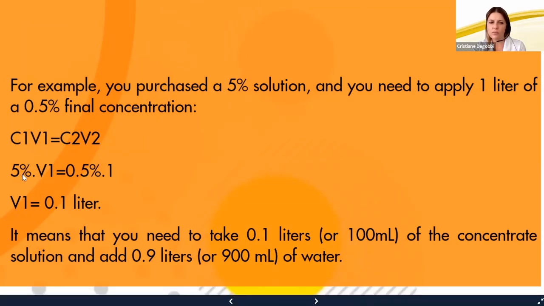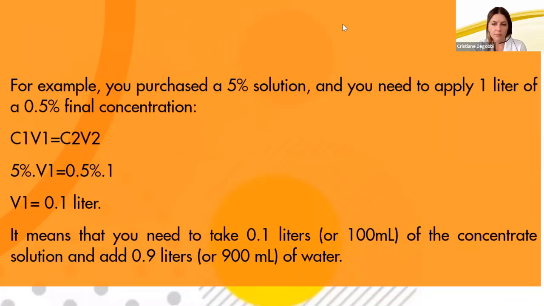Just to make it simpler, let's say, for example, you purchased a 5% solution, which is your initial concentration. You just put 5% in here, and you need to apply 1 liter of a 0.5% solution. The 1 liter is for you to choose. I need 1 liter of final solution.